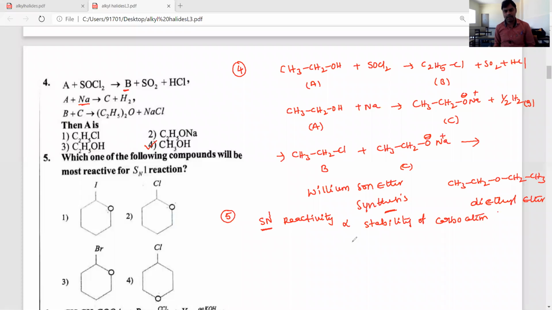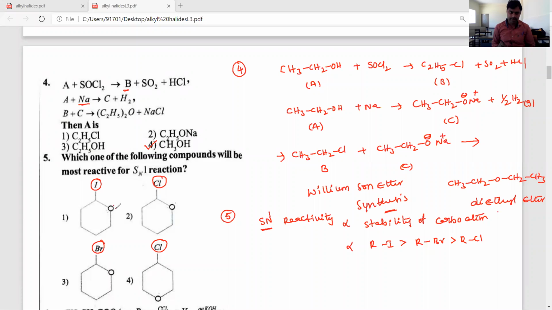The second factor is when the carbocation is the same but different halogens are present. In that case, alkyl iodides are more reactive than alkyl bromides, and then alkyl chlorides. This is the correct reactivity order. Here iodine, here chlorine, here bromine, and here chlorine is present. Among them, alkyl iodides are more reactive.